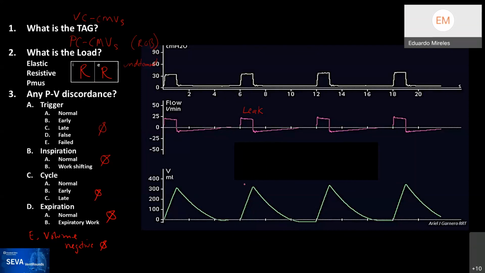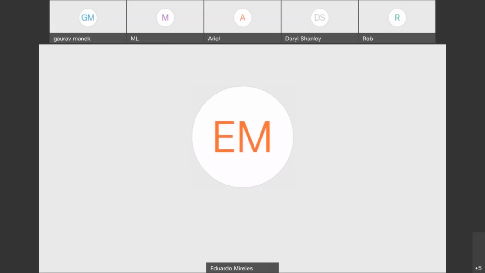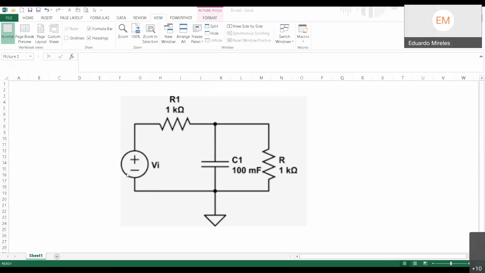Well, in order to understand this, you have to be able to visualize this as an electrical circuit. So I'm going to share my screen, and this is what it looks like. This symbol here with a plus and minus, in electrical engineering, is called a voltage source. In respiratory care, it's called a pressure source. So it's a pressure control. This resistance is the resistance of the airways. This is the resistance of the respiratory system. And this here is the leak in parallel. This would be a leak at the level of the endotracheal tube, let's say.